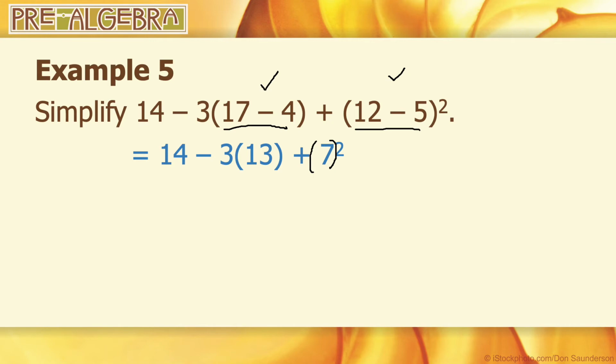Okay, so I still have subtraction, I still have multiplication and exponents going on. Which one should we do first? This guy. So we have 7 squared. 7 squared is 49. Notice I am just rewriting those first 2 terms and replacing the 7 squared with 49. Now I can look at this. Okay, 13 times 3.